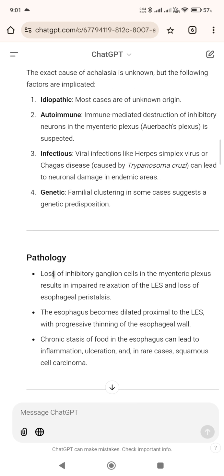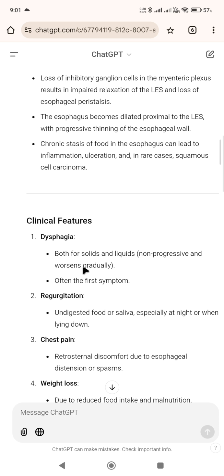Pathology. Loss of inhibitory ganglion cells in the myenteric plexus results in impaired relaxation of the LES and loss of esophageal peristalsis. The esophagus becomes dilated proximal to the LES with progressive thinning of the esophageal wall. Chronic stasis of food in the esophagus can lead to inflammation, ulceration, and in rare cases, squamous cell carcinoma.